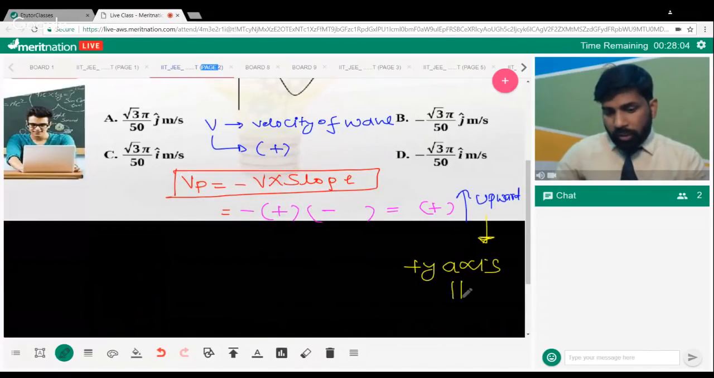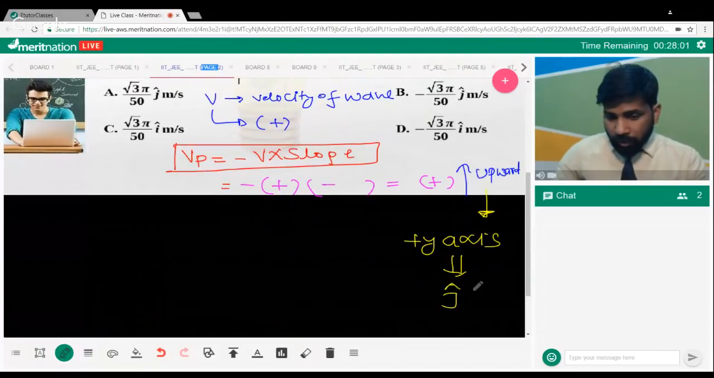And how can we show the direction of the positive y-axis? By using the unit vector j.